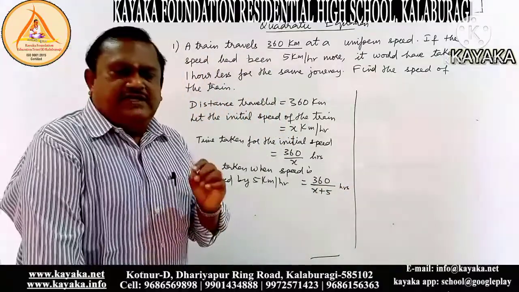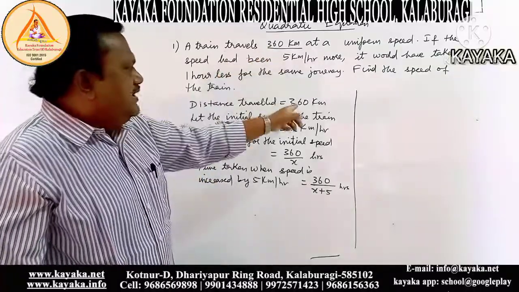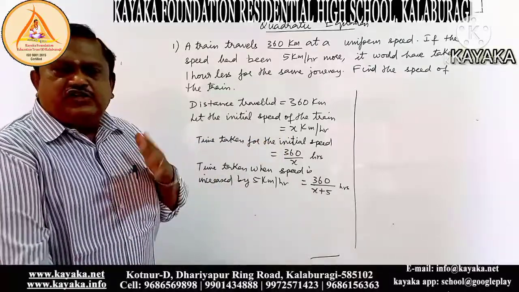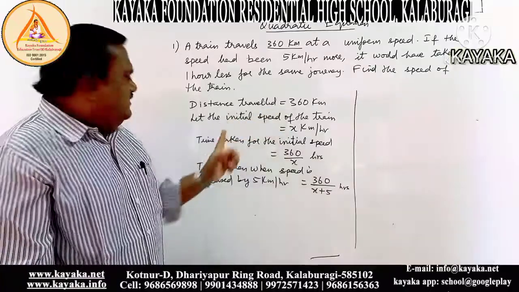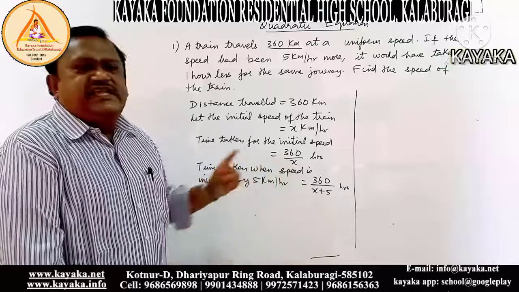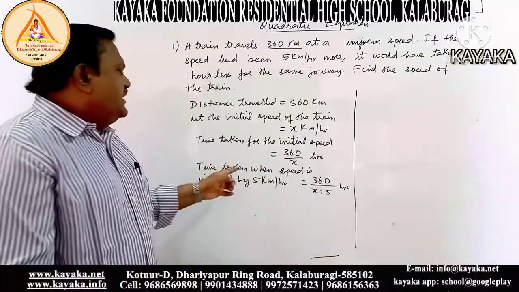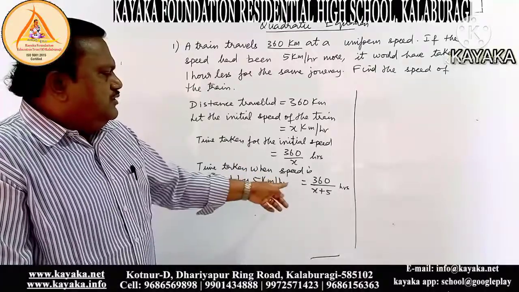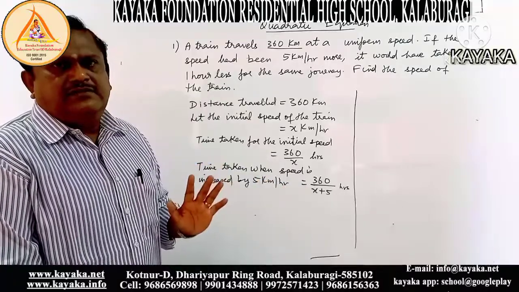Okay, dear children, so here once again I will tell you what things we assume. Distance traveled, they have given 360 kilometers. Initial speed of the train, we are assuming it is x kilometers per hour. Since you know these two values, we write the time taken for the initial speed. That will be equal to 360 divided by x hours. Next, time taken when speed is increased by 5 km per hour will be equal to 360 divided by x plus 5 hours.